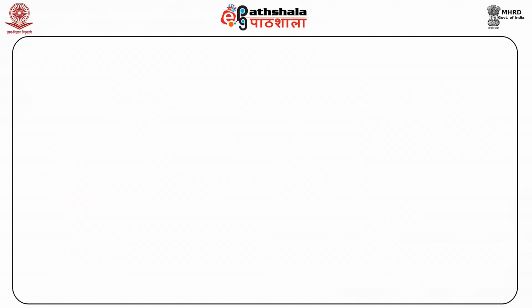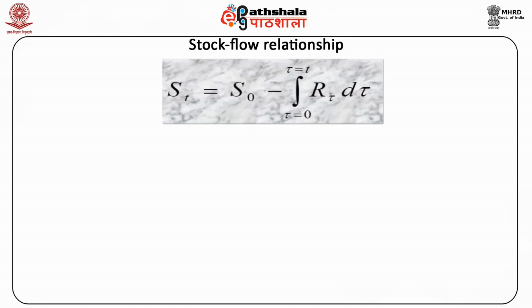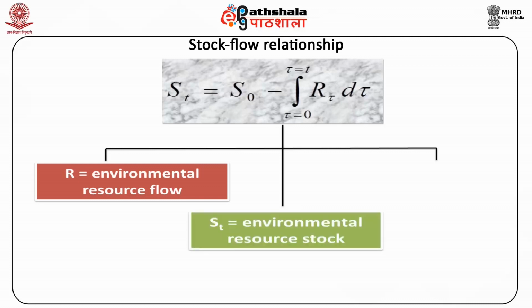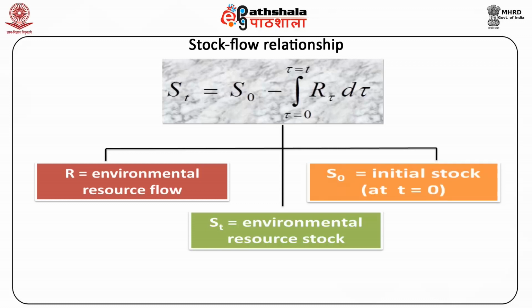Now we specify the environmental resource stock flow relationship for a non-renewable resource with initial stock S naught. S_t is equal to S naught minus the integral of R(tau), where tau goes from 0 to t, where R is equal to environmental resource flow, the amount extracted and used per period, S_t is equal to environmental resource stock, and S_0 is equal to the initial stock at t equal to 0.